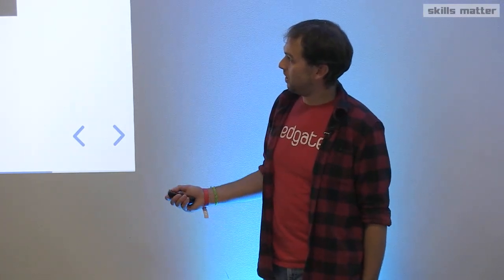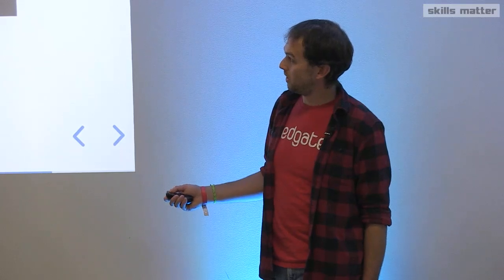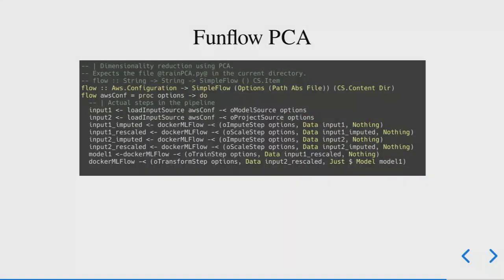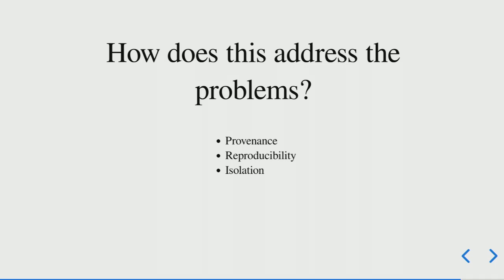So this is an example of what it ends up looking like. We've got this arrow syntax, and you take in one data source, which we load from AWS. We load a couple of input sources, and then we run inside Docker, with imputation options, and then scale options. All of these are running inside containers, so they should be nicely isolated, although unfortunately we have relied on Docker rather than a wonderful tool from 2013. And then we get the transform output at the end. So, how does this address the original problems?